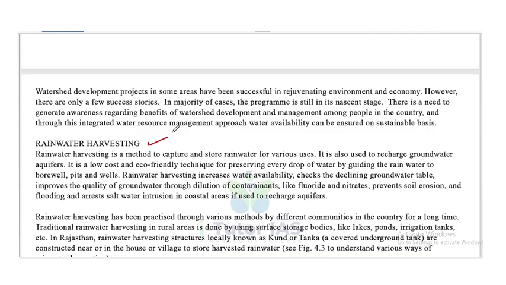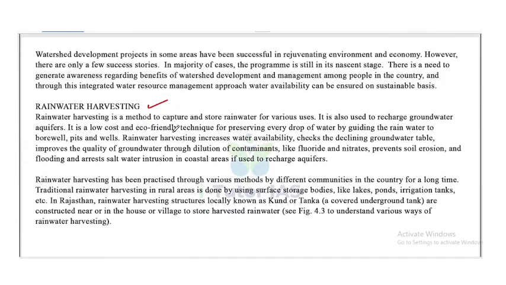Now, rainwater harvesting. Rainwater harvesting is a method to capture and store rainwater for various uses. So it's a method to capture and store rainwater for various uses. It is also used to recharge groundwater aquifers.